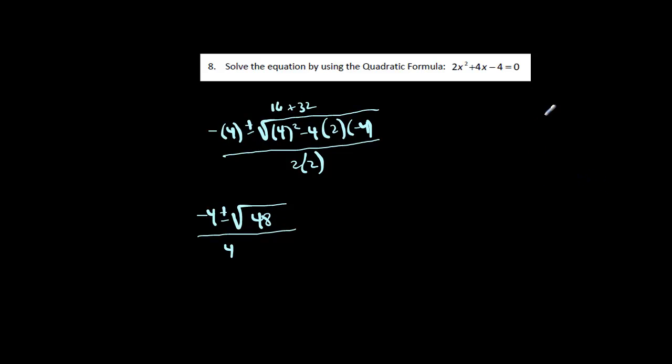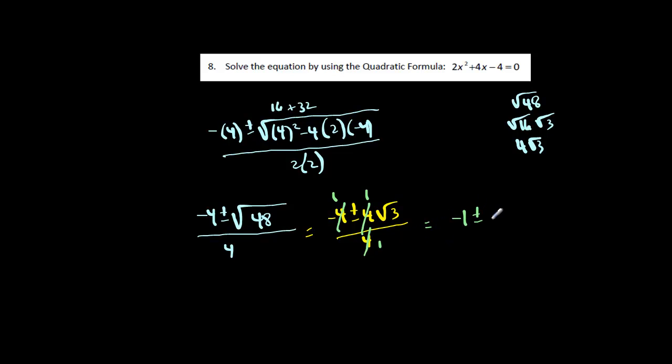Let's break down root 48 up here. That's the same as root 16 times root 3, which is 4 root 3. So when I write this out, I'm going to have negative 4 plus or minus 4 root 3 all over 4. And I see that the 4, 4, and 4 can all be reduced by a factor of 4. So that gives me negative 1 plus or minus root 3.